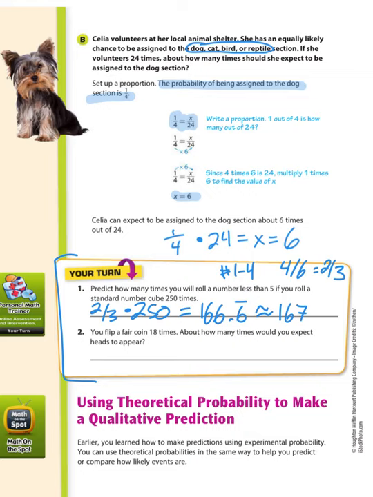All right, second one, you flip a fair coin 18 times. How many times would you expect heads to appear? Well, the probability of heads is 1/2 because there are 2 sides to a coin. So we find 1/2 of 18. Hopefully we don't need a calculator for that one. You could expect heads to appear 9 times.